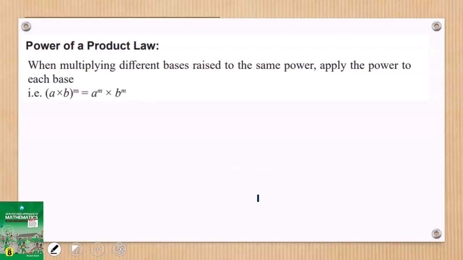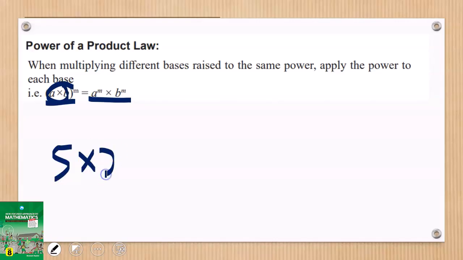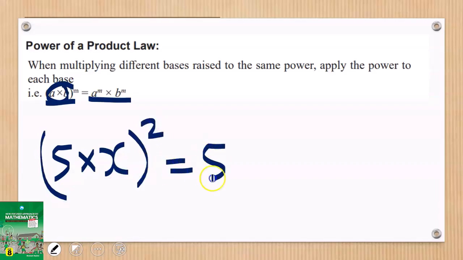There's a law we call the power of a product rule. It's very close to the third law of indices. If I have this, it means that each of these elements here can be expanded by the exponent. So if I have maybe 5 times x to the power 2, I will have 5 squared times x squared. Each of them will take the exponent.